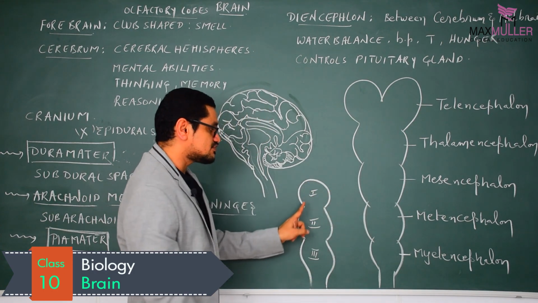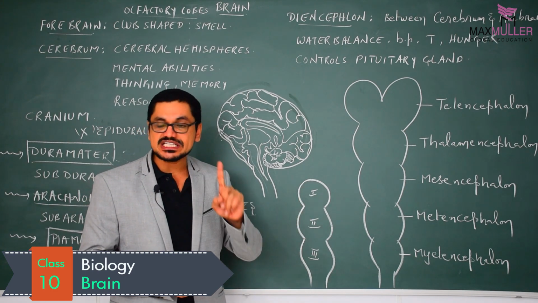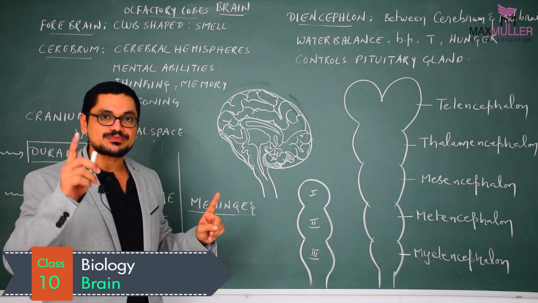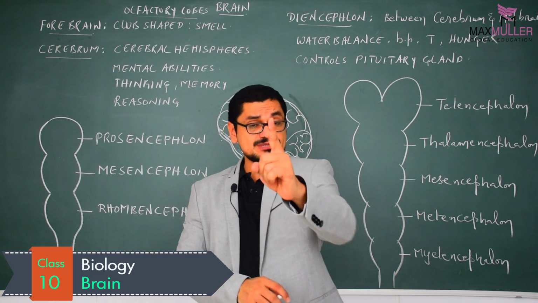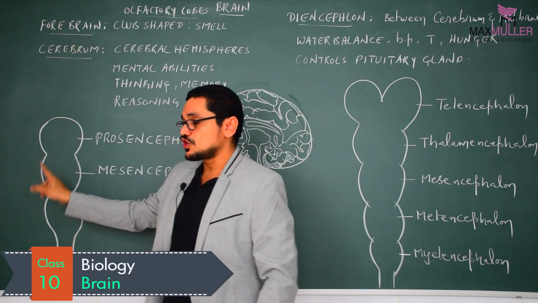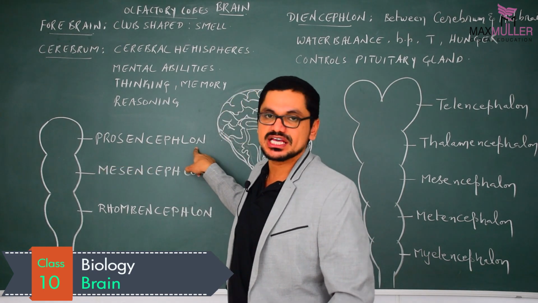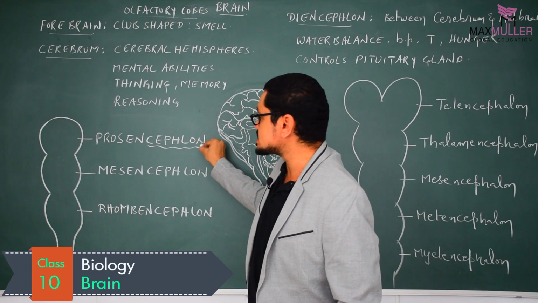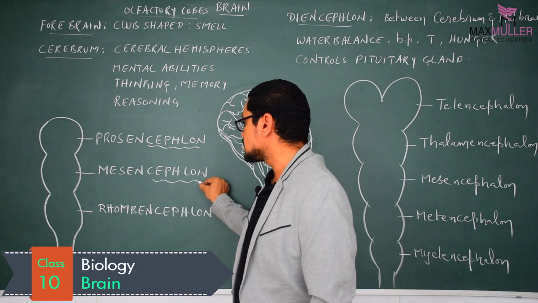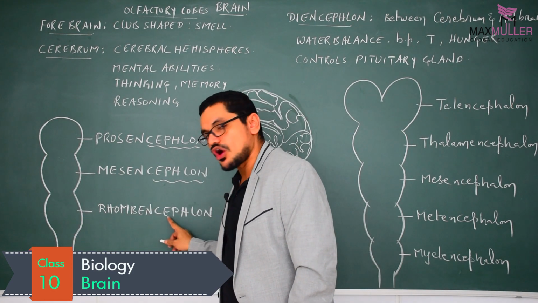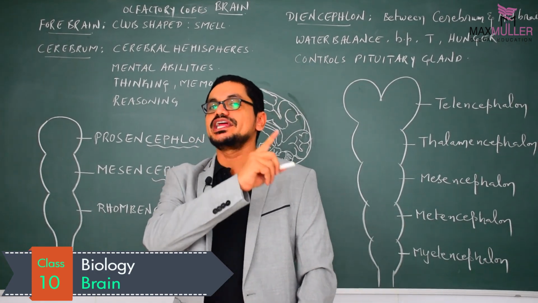This is the first part of the brain, this is the second part, and this is the third part. I told you that the first part of the brain is called the forebrain. What is another name of the forebrain? Forebrain is also called prosencephalon. Say this, cephalon. This is prosencephalon, the first part of the brain, and this is the second part of the brain called mesencephalon, and this is the third part of the brain which is called rhombencephalon. See, cephalon is common. Cephalon is nothing but brain.